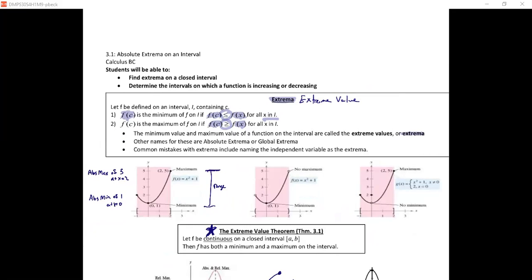A lot of times we're going to say extrema, and when we say that, there's this word absolute extrema that is kind of built into that statement. Absolute extrema, not to be confused with relative extrema. We'll be talking about those pretty soon. And one of the mistakes, as I mentioned, is naming the independent variable as the extrema. The extrema here is not 2, that's where it occurs.